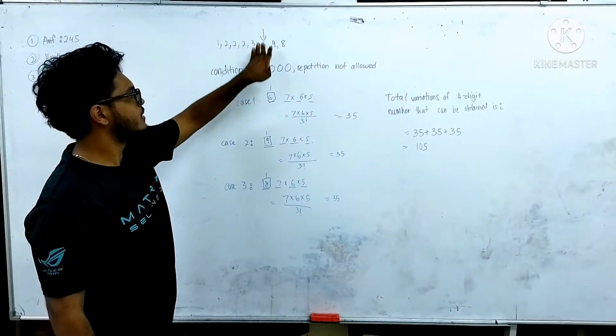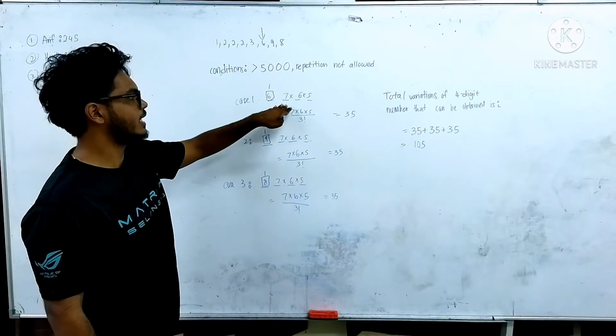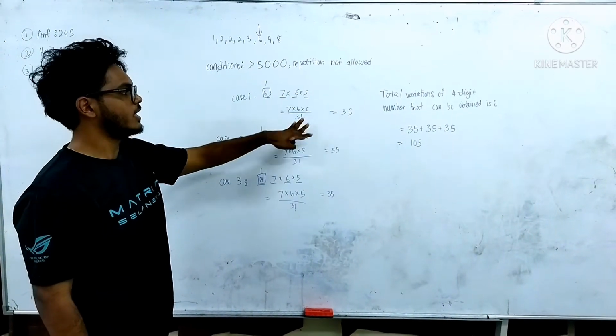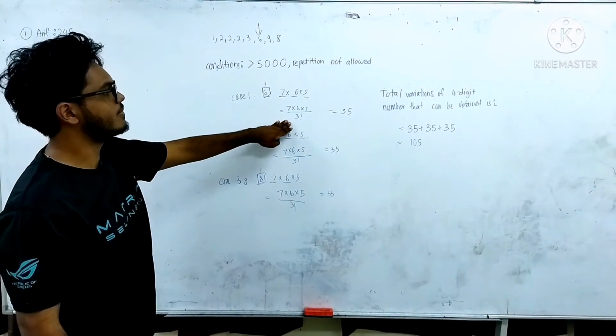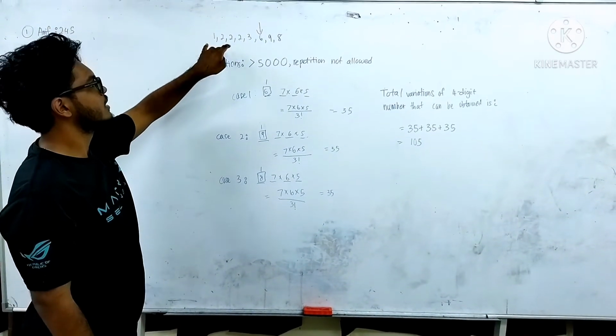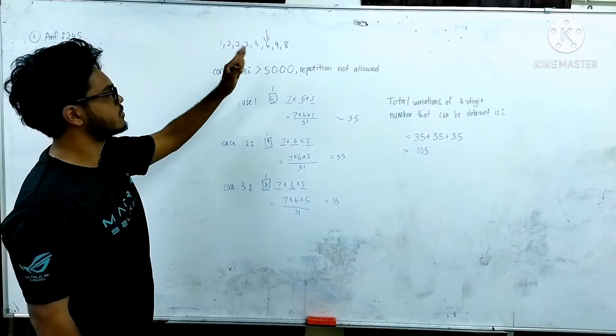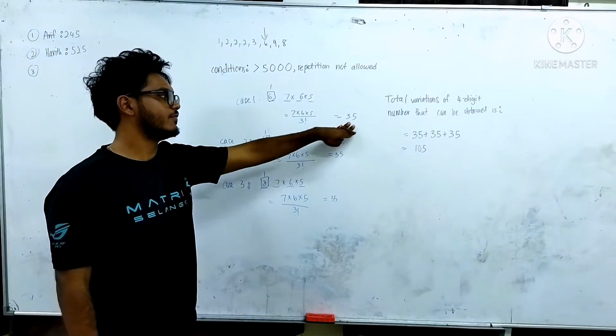And then since one number is taken, we are left with 7, and the other 3 columns are filled up with 7 and then followed by 6 and 5. In this case, we are going to divide it by 3 factorial, since we have 2 number digits. So therefore we get 35.